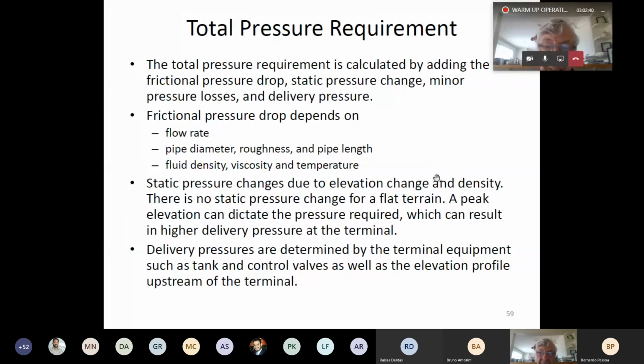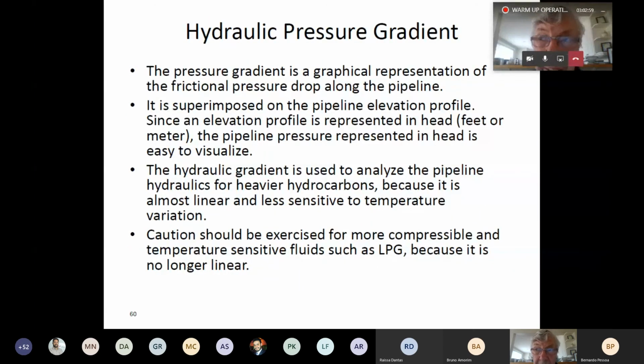The delivery pressure, in other words, the pressure at the end point of the pipeline, is determined by whatever the terminal requirements are, whether you've got tanks or however you're going to store the product, and also the elevation at that point. 60. We need to be aware that between the pump station and the next pump station, or a pump station and the delivery point, there will be a hydraulic pressure gradient. So that's a graphical representation of how the pressure's changing, usually pressure drop going along the pipeline. And we're going to superimpose that gradient curve on top of the pipeline elevation, and you'll see why in a minute.